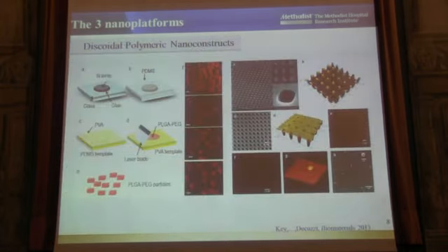But there are also other platforms that more recently we have been developing following the same concept. And these are what we call the discoidal polymeric nanoconstructs. They are still discoidal in shape, and you will see in the next slides why they have to be discoidal. But they are made out of polymers. They are basically hydrogels.